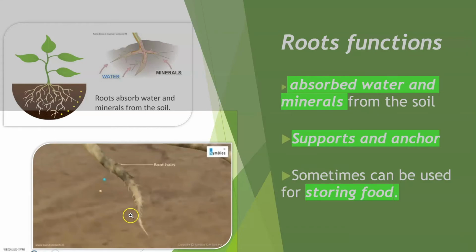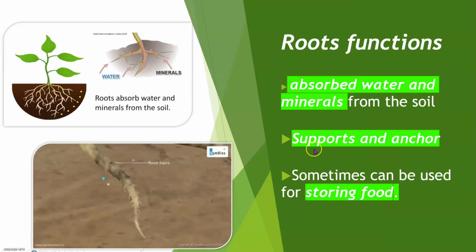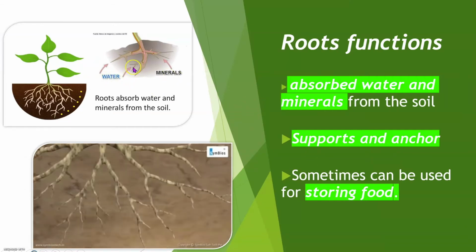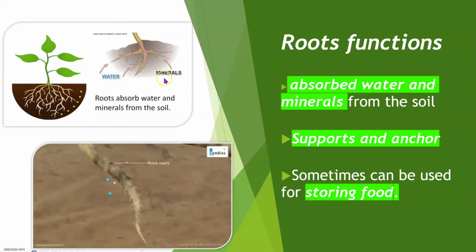So as we can see in this short clip, in the roots, they have the root hairs. Okay, so this is called the root hairs. They are the ones getting the minerals and the water from the soil. Minerals and water, the root hairs are taking or absorbing from the soil.